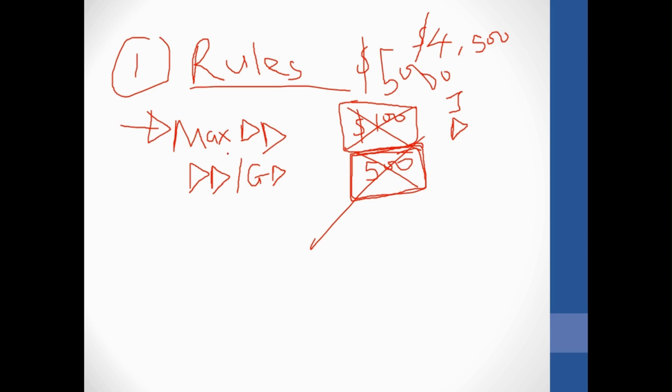So this is the first rule. You need to understand the maximum daily drawdown and general drawdown. The second thing is you need to understand the profit target. We are still under this rule. So you need to understand the profit target, what is required of you.